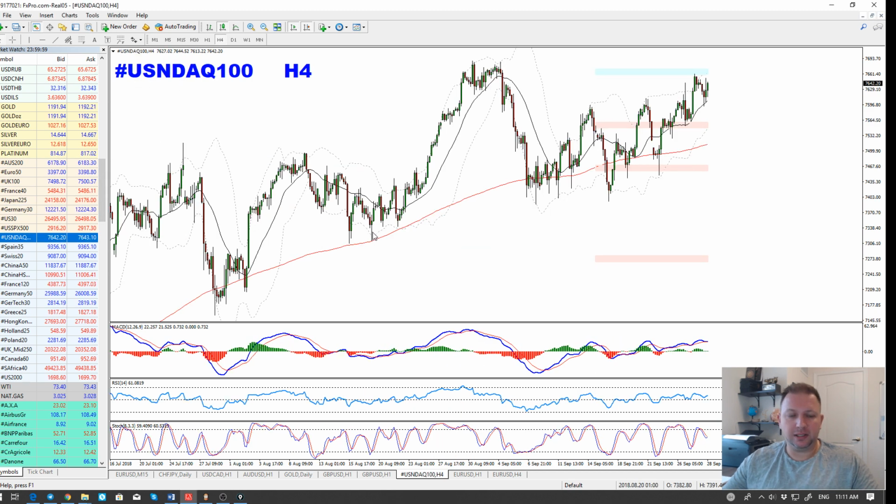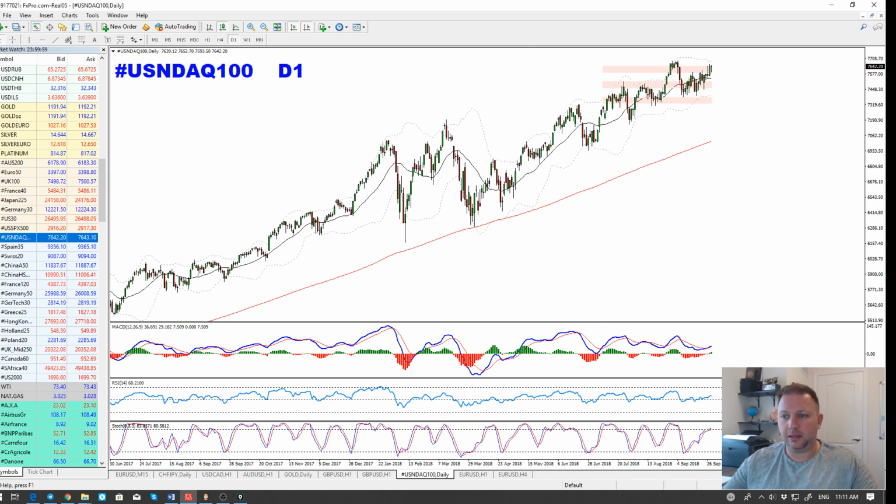As per Nasdaq, we don't have anything yet. I want to see another false break here. It would be simply classical before the next sell off. Not there yet.